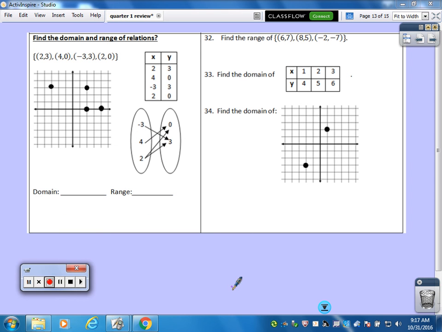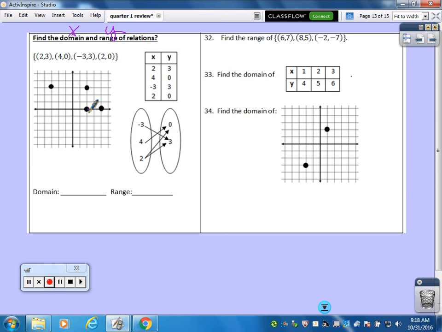The quick and easy is that domain means x values and your range means y values. But I'm going to give it to you in a couple ways. So on this one, notice these relations are actually all identical. I've got the same coordinates here: 2, 3, 4, 0, negative 3, 3, and 2, 0. I've written these as a table and I've written these as a mapping.